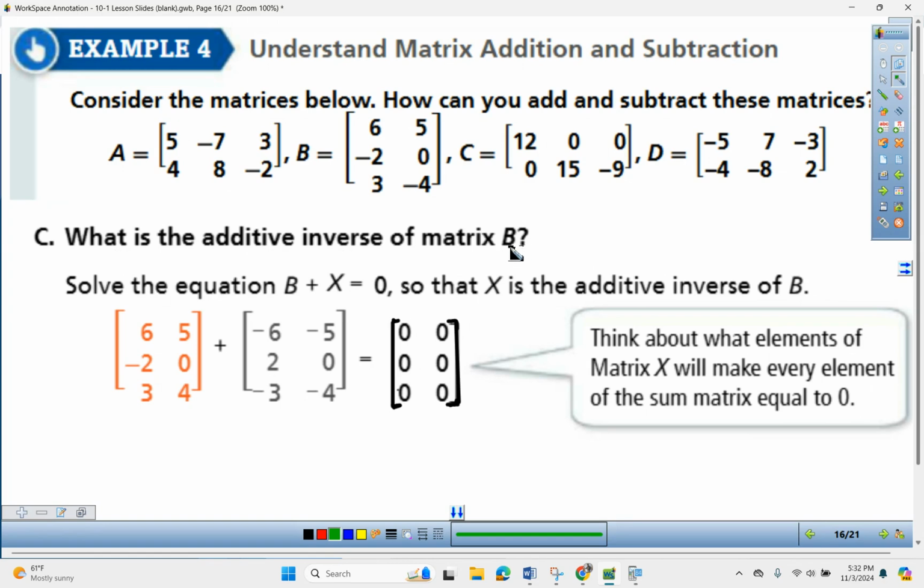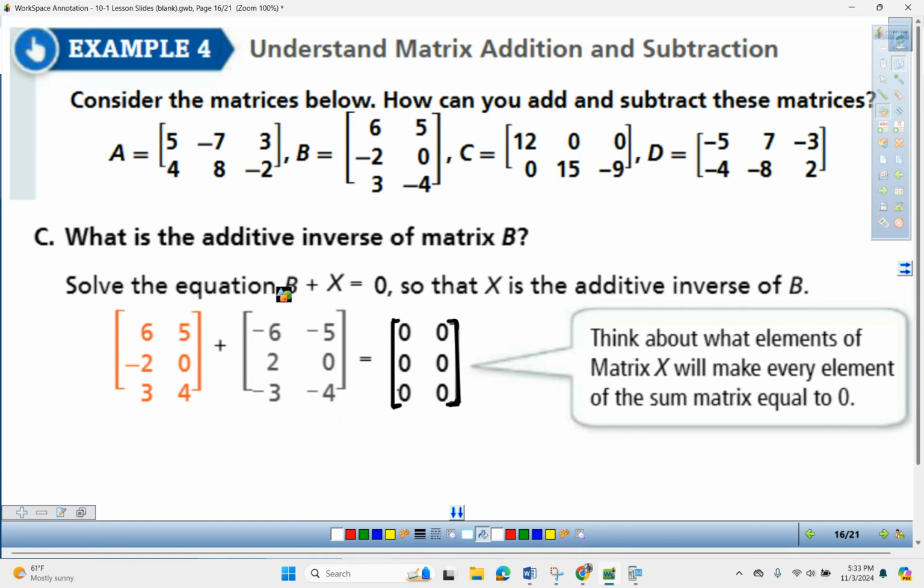What is the additive inverse of B? Okay? What is the additive inverse of B? So now they're starting off with, okay, something more along these lines. They're asking, I got matrix B plus what would equal 0? That's what they're asking. Well, how would I know what to put in here? Well, I would do the opposite of everything in there, right? So I would have negative 6 and negative 5 and positive 2. 0 doesn't mess around. And then negative 3, it's kind of hard to see with that little tail there. And then negative 4. That's how you would do that.